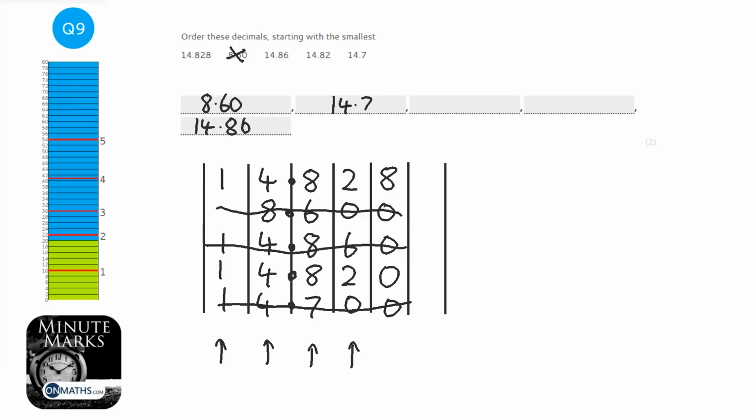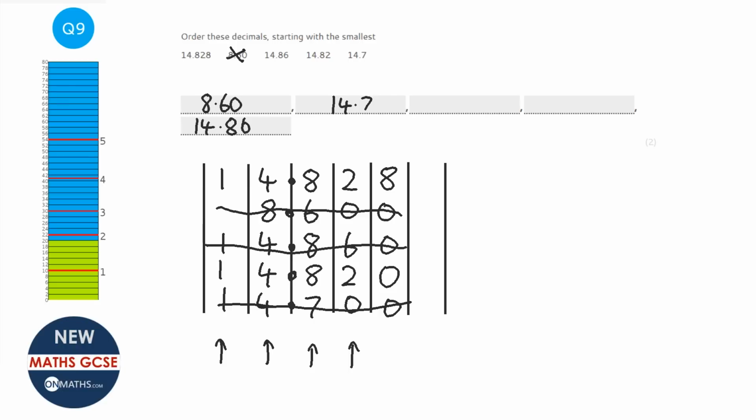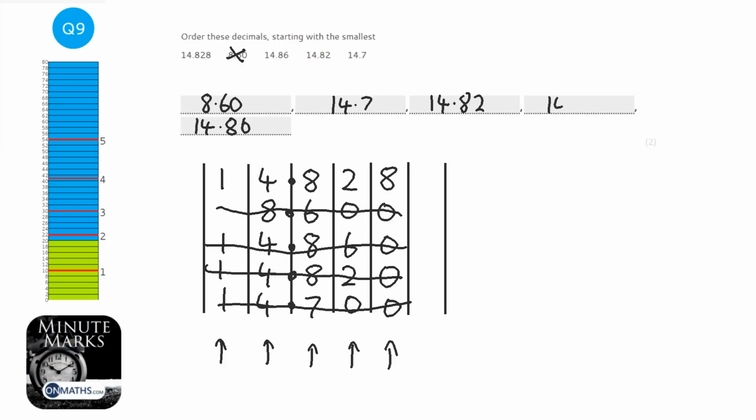And we've just got to work out what the smaller of these remaining 2 are. Well, let's move on a column. And you can see here that 14.82 is the smaller of the 2. And so that leaves the 14.828 in that position.